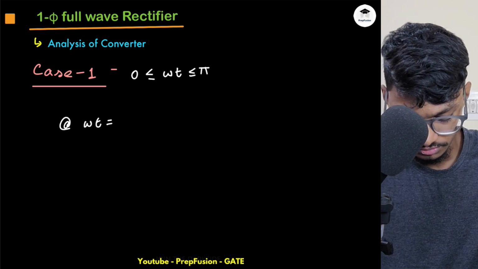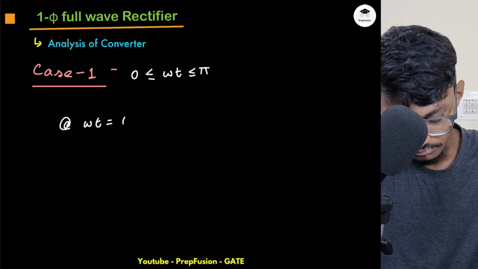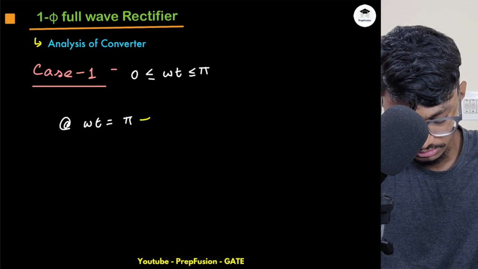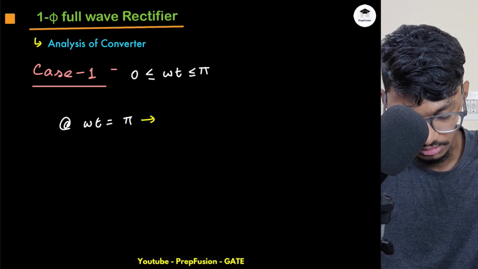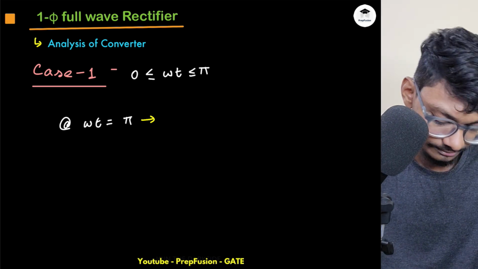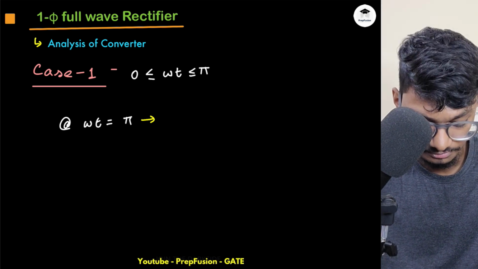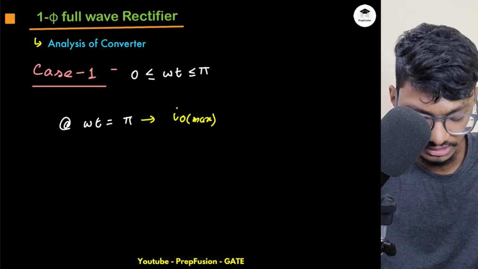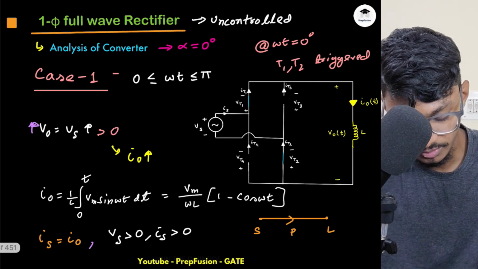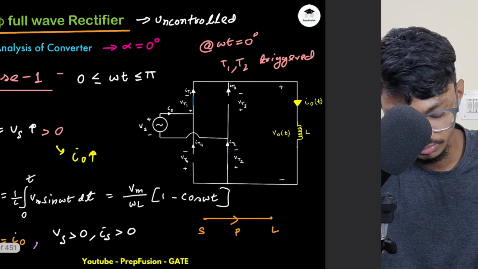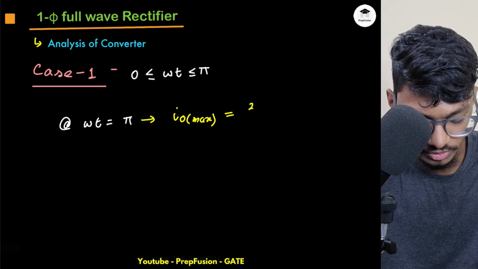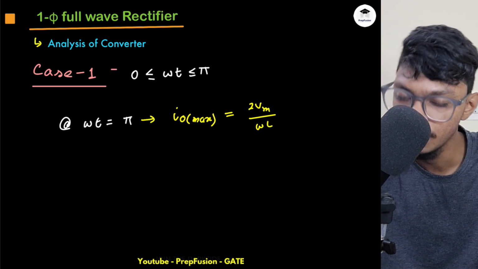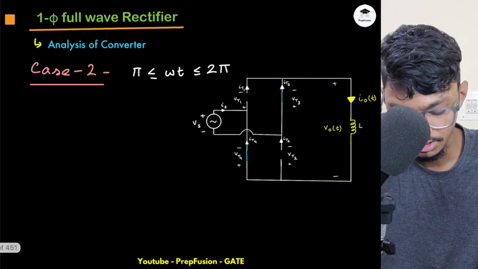At omega t equals pi, the current value will be IO. This will be the maximum value. If we put pi here, this will be -1, so -1 into -1 is +1. So this will be 2 Vm upon omega L, and this will be the peak value, the maximum value. After that, current will reduce. I will explain that in a bit in the second cycle.